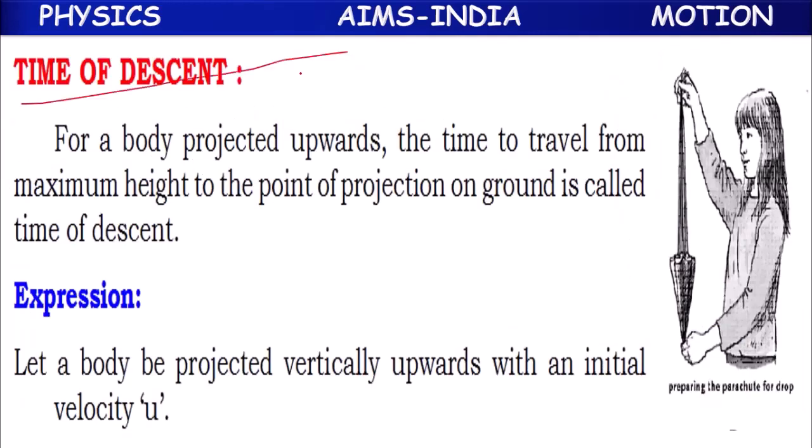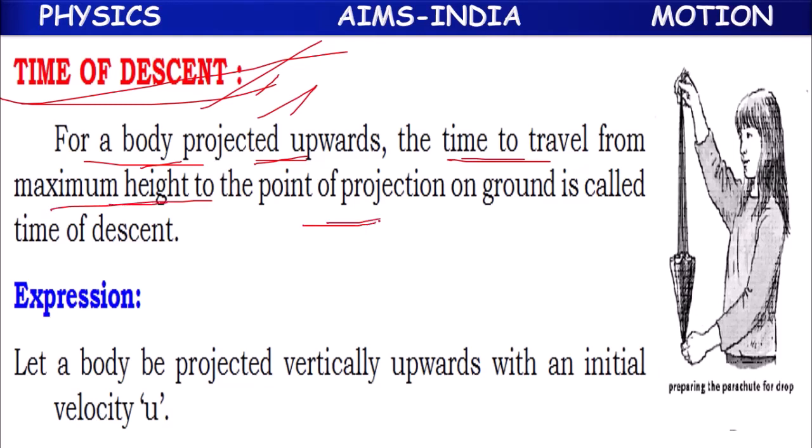Next, one more quantity we have: time of descent. For a body projected upwards, the time to travel from maximum height to the point of projection or ground is called time of descent. Means from this point, this point we threw it up.